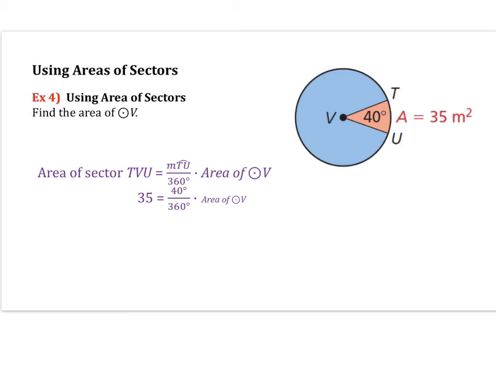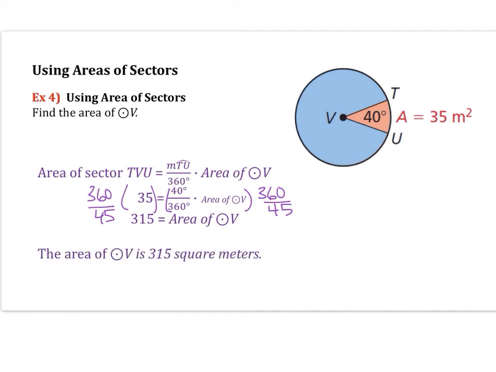We know that our central angle is 40 degrees, therefore the measure of arc TU is also 40 degrees, so 40 out of 360. We're trying to figure out the area of the circle, so this is unknown. So we can multiply both sides by the reciprocal of our fraction 40 divided by 360. And the reciprocal is 360 divided by 40. So multiply that fraction on both sides, resulting in 315. So the area of circle V is 315 square meters.